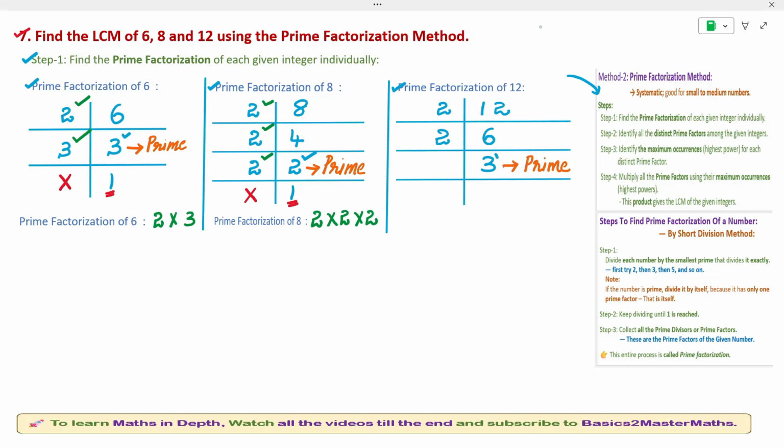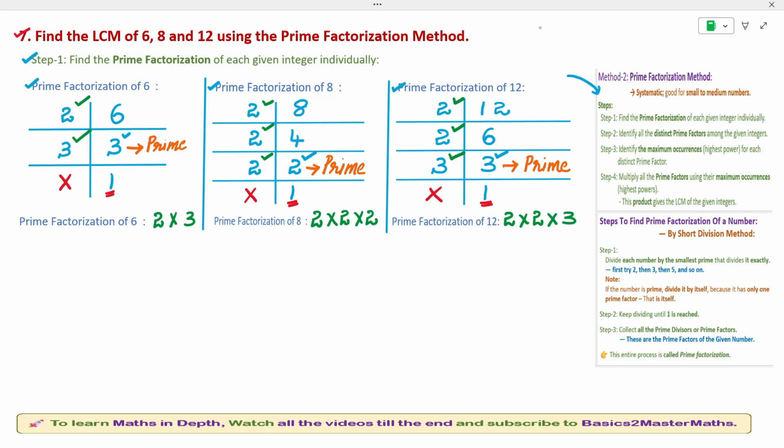Observe, 3 is a prime number. So, divide it by itself. Since 3 divides 3 exactly, we get 1. Stop here since 1 is reached. So, prime factorization of 12 is 2 multiplied by 2 multiplied by 3.